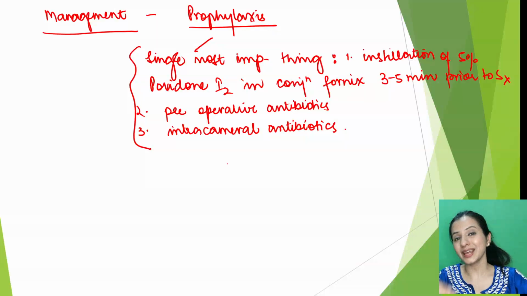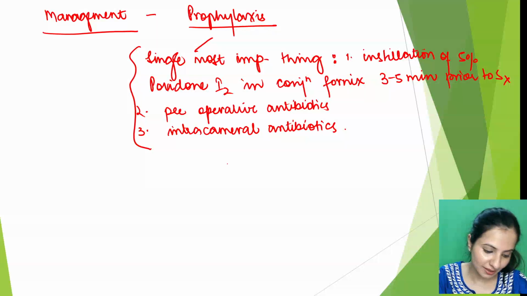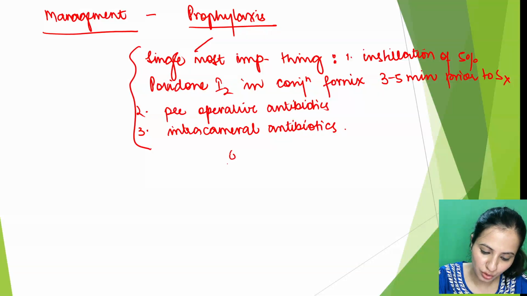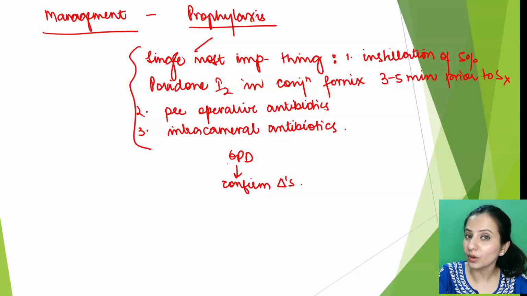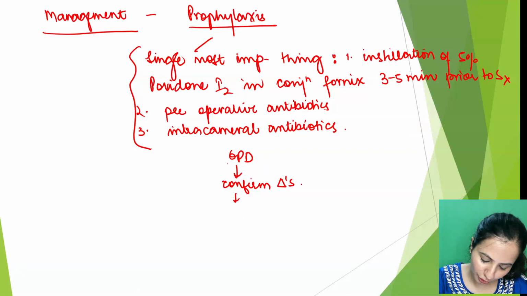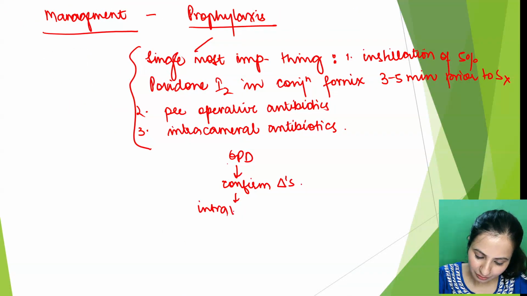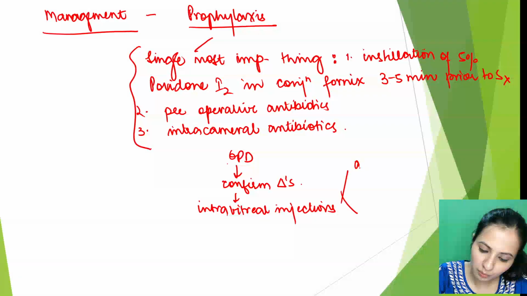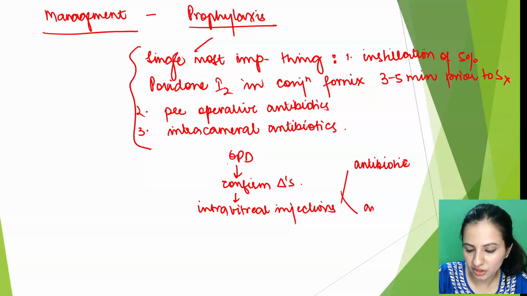Now, once endophthalmitis has set in, what is the management? So whenever a patient with endophthalmitis comes to the OPD, once you confirm the diagnosis, then what will you do? You will give a shot of intravitreal injections. Now, what intravitreal injections are given? Both antibiotic and antifungal injections are given.